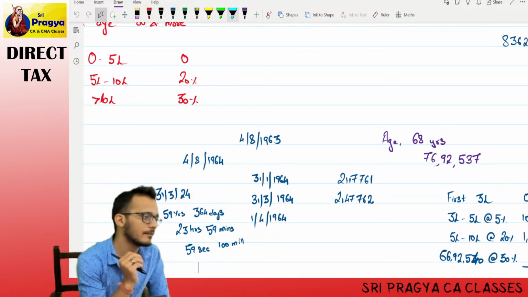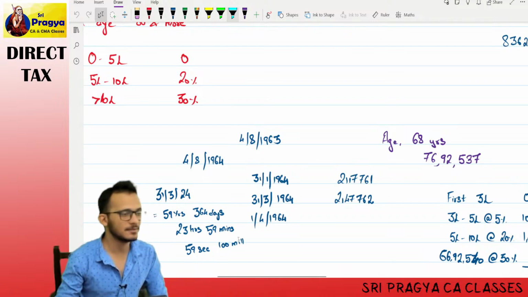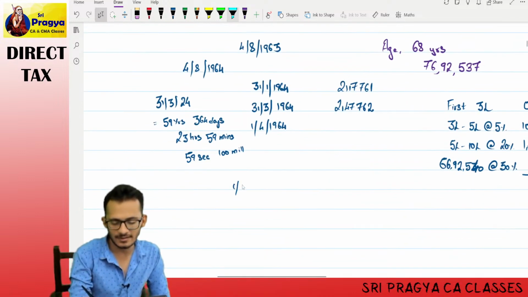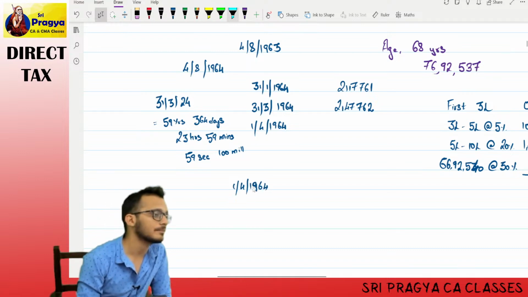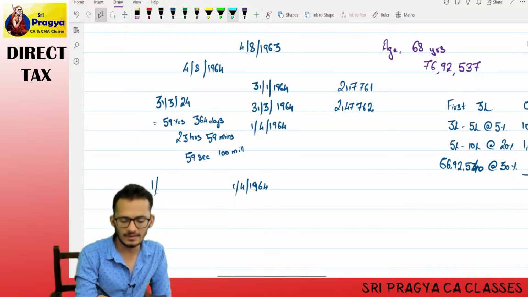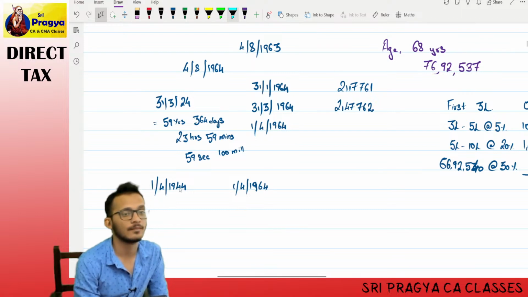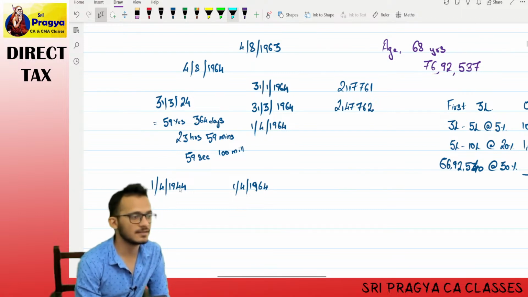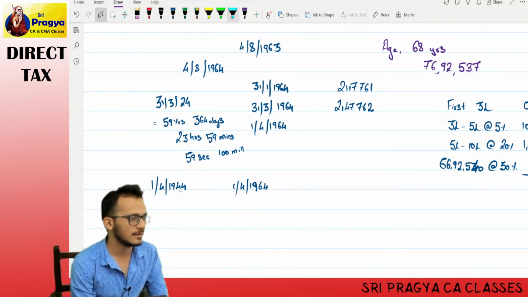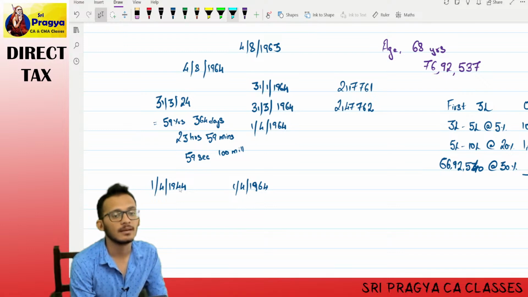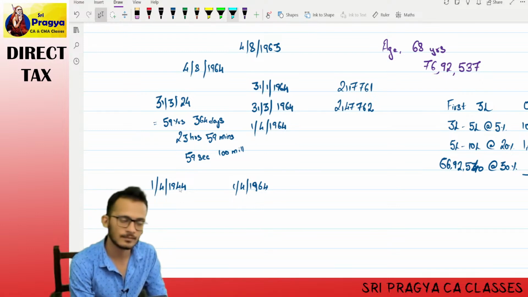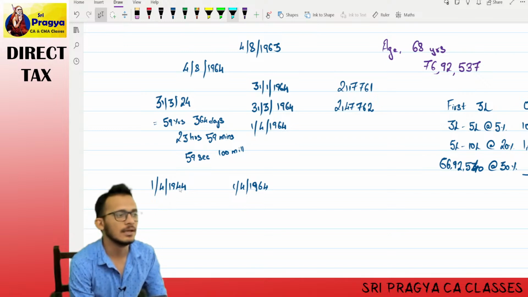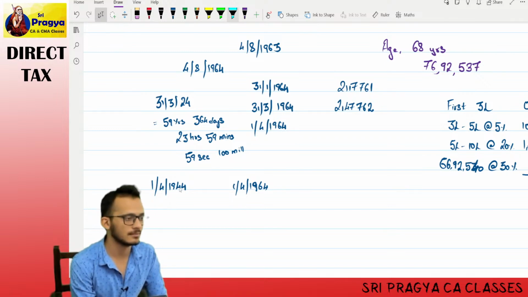In your exam, if ICAI plays smart with you and gives you the date of 1st April 1944, the person becomes a super senior citizen, 80 and above. Yes or no? Yes. Be careful. This is one area which ICAI loves to play with.